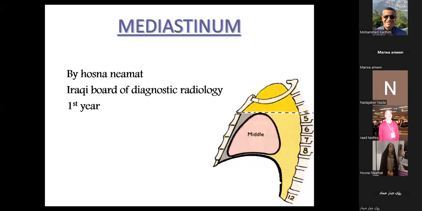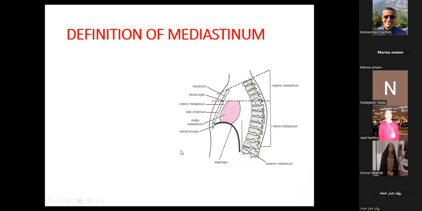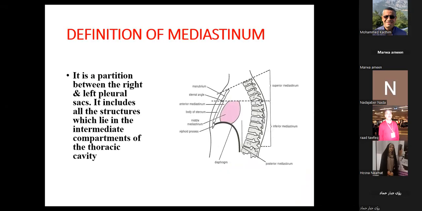Today, my seminar is about the mediastinum. The mediastinum is a partition between the right and left pleural sac, and it excludes all structures which lie in the intermediate compartment of the thoracic cavity. As you see in this diagram, the mediastinum is divided into the superior and inferior parts by the thoracic plane.